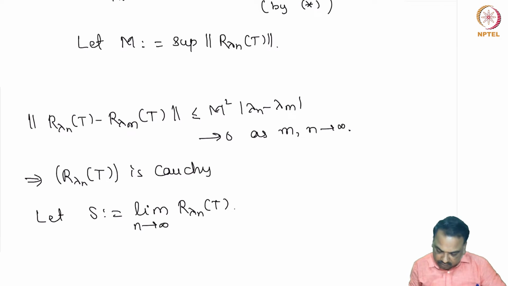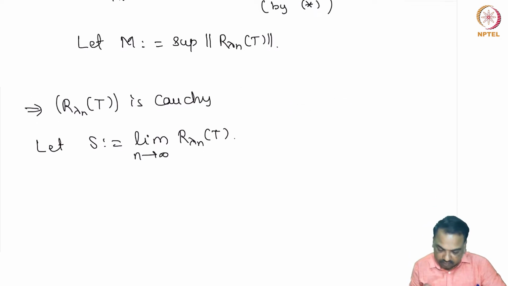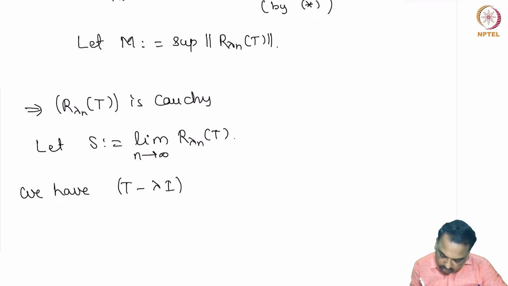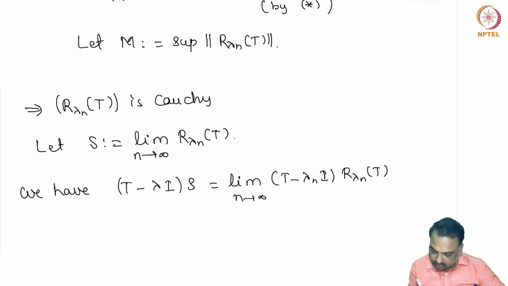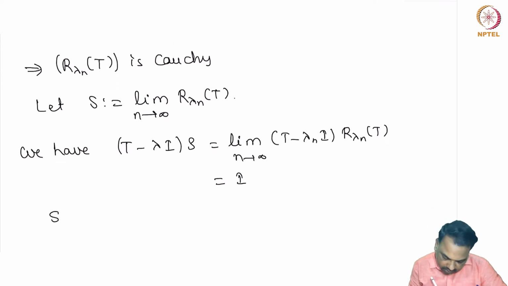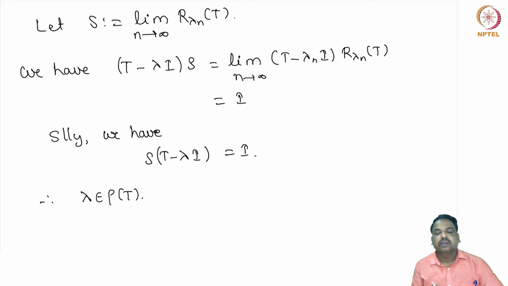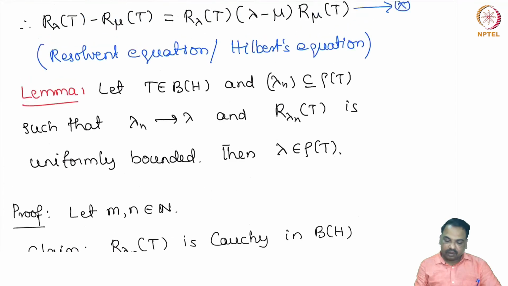Now we claim that S is nothing but the inverse of T minus lambda I, or we can say that S is R lambda T. So we have T minus lambda I into S is the limit as n tends to infinity of T minus lambda n I multiplied by R lambda n T. But this is nothing but identity, because T minus lambda n I into T minus lambda n I whole inverse is identity. Similarly, we can check that S into T minus lambda I is identity. So therefore we can say that lambda is in the resolvent set of T. So this completes the proof of the lemma.